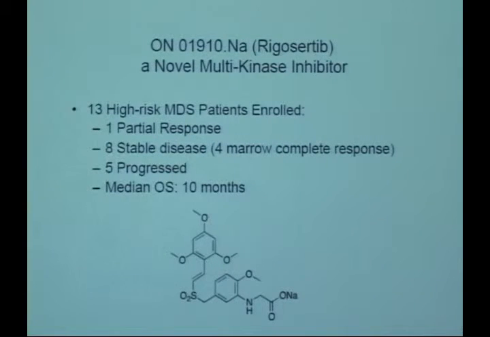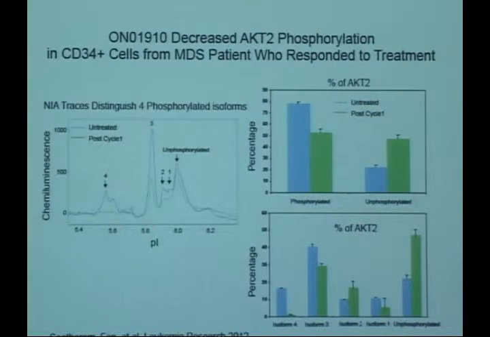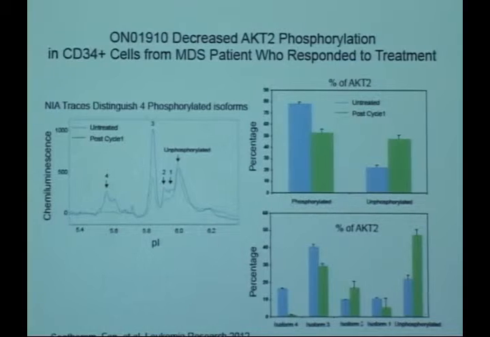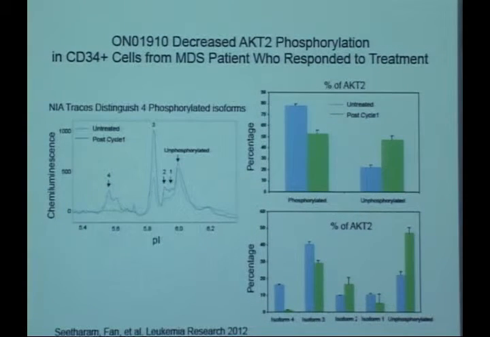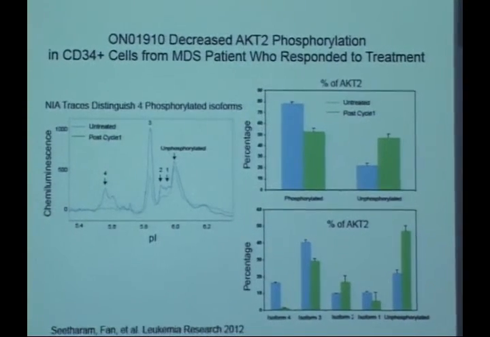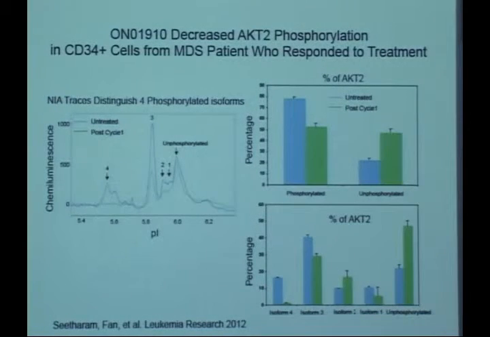This is an example of Rigosertib, a novel multi-kinase inhibitor currently in phase 2 and phase 3 trials. We did this in patients with myelodysplastic syndrome, enrolled 13 patients, and we got serial bone marrow samples from them. We were looking at this rare CD34 stem cell population to see what happened when we treated these abnormal stem cells in the patients with this drug. And this is an example of some of the data that we got from CD34 bone marrow samples prior to and post cycle 1 of treatment with the drug on a clinical trial.